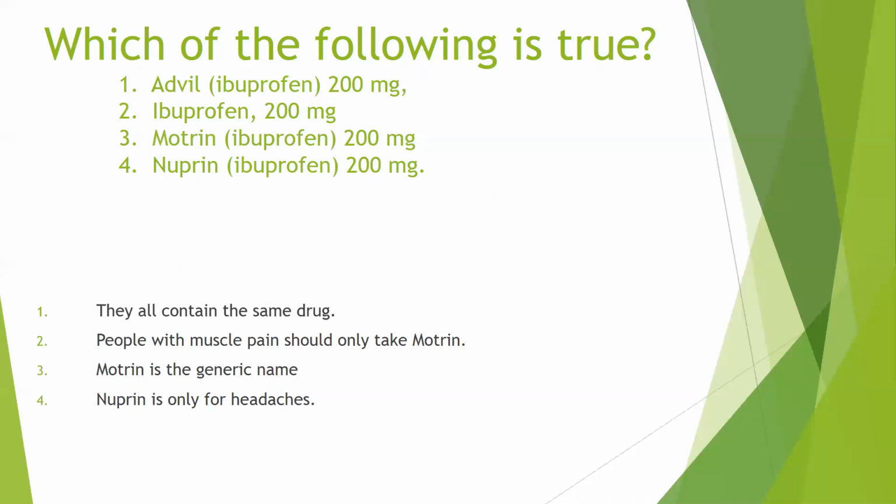A is the correct answer. They all contain the same drug. They all contain ibuprofen. People with muscle pain should not only take Motrin. There are other medications that can be taken for muscle pain. Motrin is the generic name? That is false. Motrin is the brand name. And Nuprin is not only for headaches. So the correct answer here is A. They all contain the same drug.